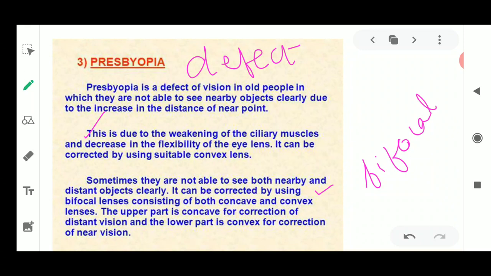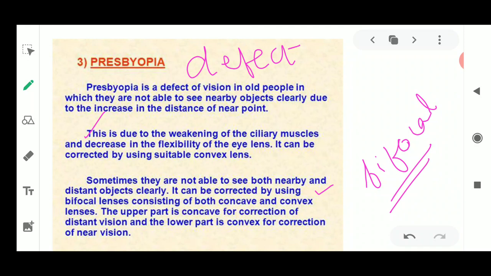Okay, this is being corrected by a bifocal lens. These bifocal lenses consist of both concave as well as convex lenses. The concave and convex lenses are utilized when the person is not able to see both the nearby as well as the far objects.